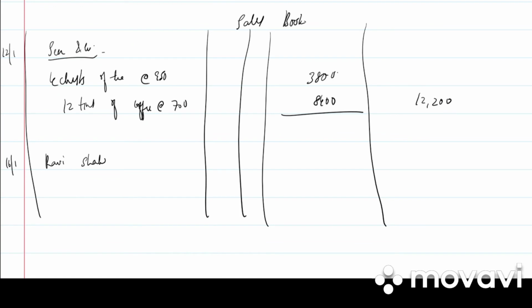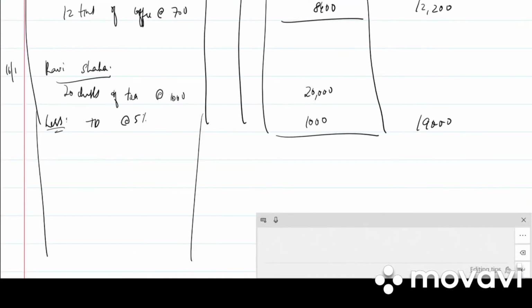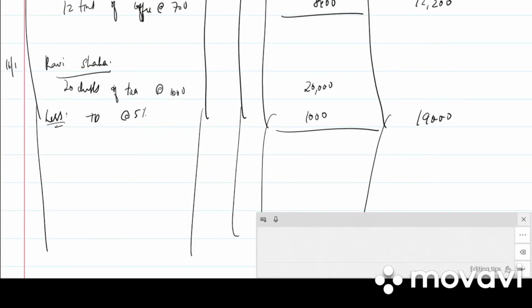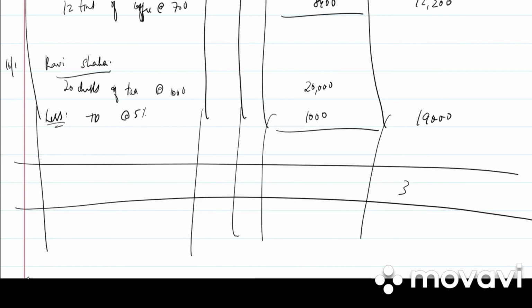Then we have 16 Jan, Ravi Shankar. 20 chests of tea at 1,000 each. So 20 into 1,000, 20,000. Less trade discount at 5%. So 20,000 into 5 by 100 is 1,000. We get 19,000. So what is the total? The total amount is 19,000 plus 12,200. How much do we get? 31,200.